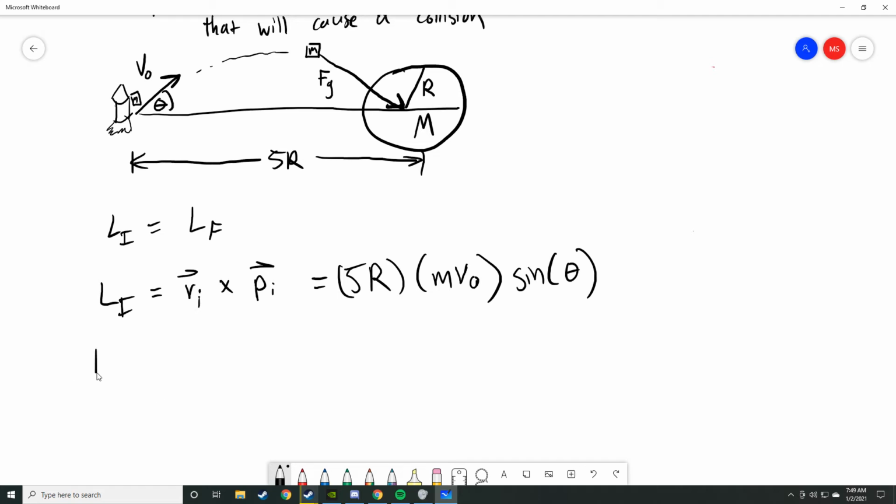So, the next step is to find the final, right? Let's go ahead and do it. So the final one is going to be R final cross P final. Let's think about this. Well, what's changed in R?